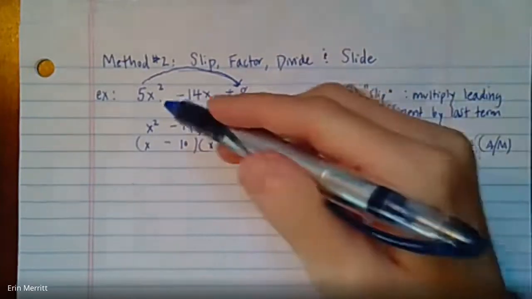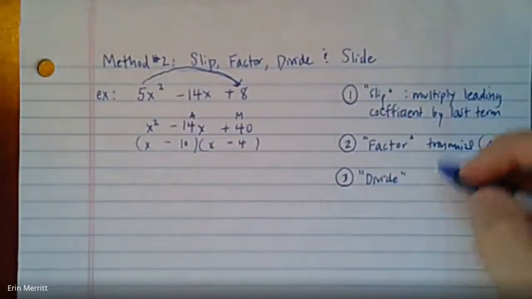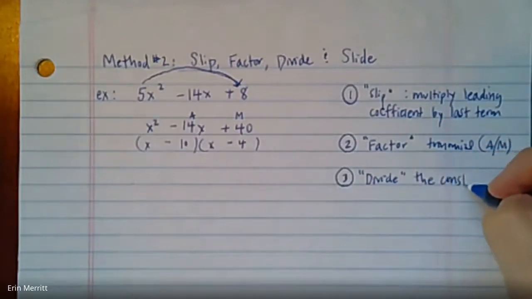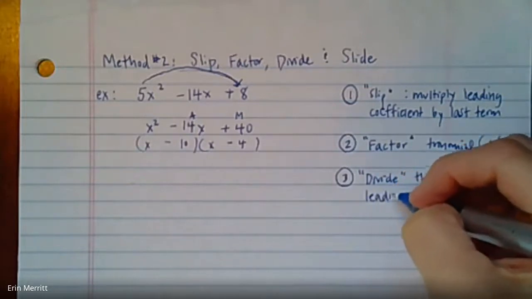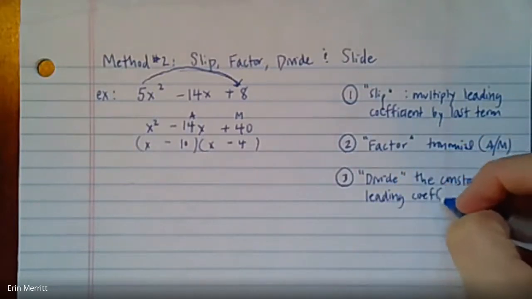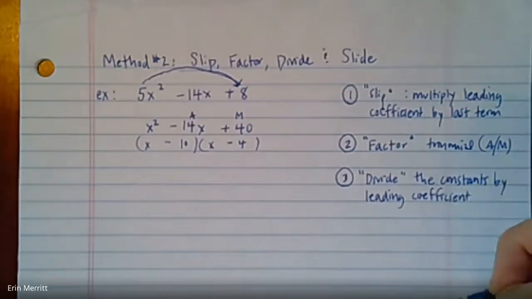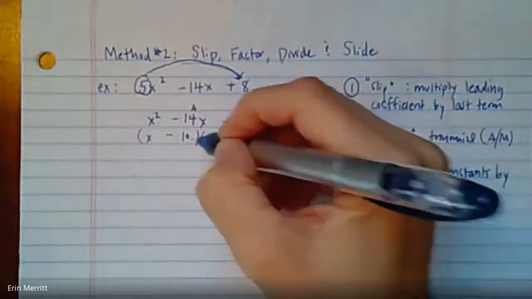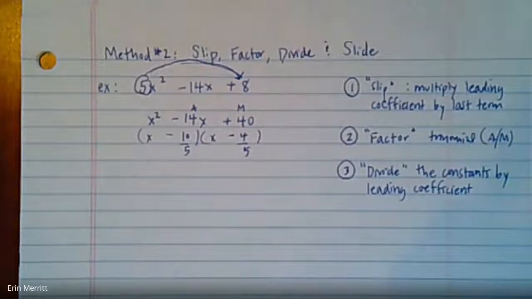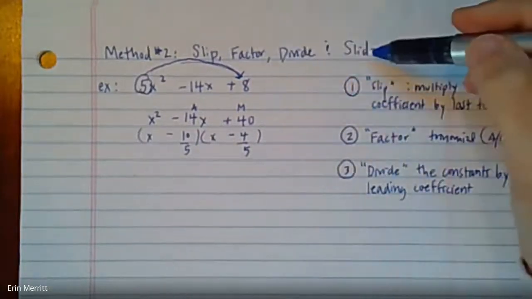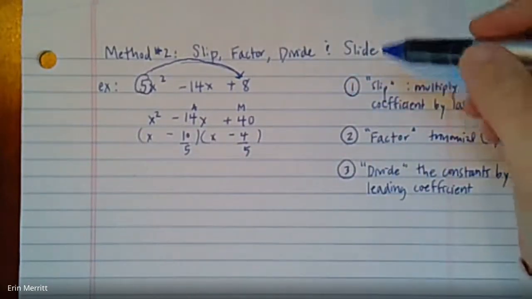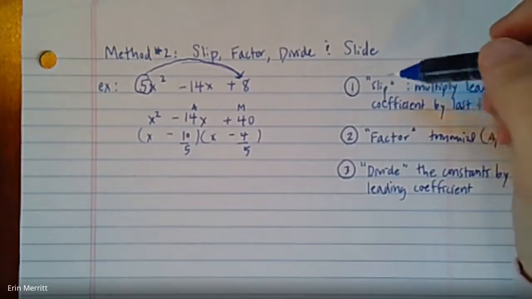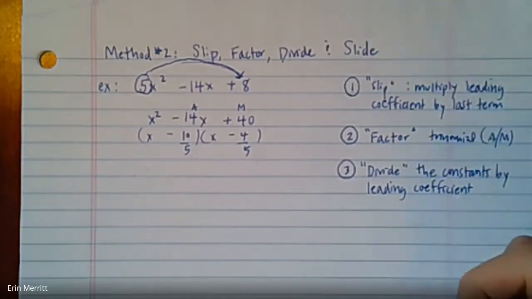So we have to bring back in that leading coefficient of 5. So we're going to divide the constants by the leading coefficient. So in this case, just to make sure that we are clear, that is the 5 out front right there. And so divide this by 5, divide this by 5. And now, I don't list it in the title here, but when you do divide, make sure that we simplify. So before we get to that slide step, simplify the values.